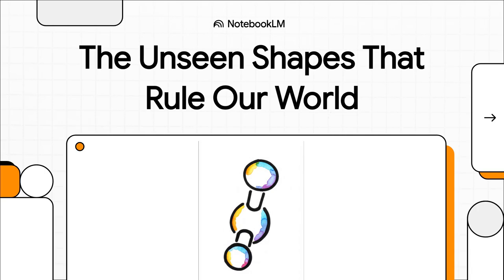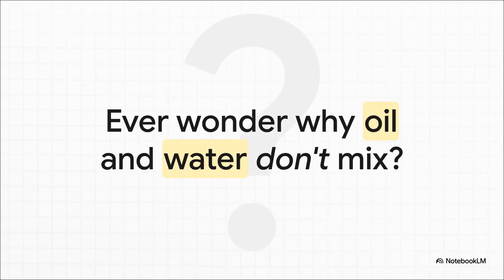Today we're diving into something amazing, the invisible shapes that secretly run our entire world. And we're going to start with a question you've probably had since you were a kid. You've wondered this, right? I mean, you shake up some salad dressing, look away for a few seconds, and bam, they've separated again. Why? What's going on there? What cosmic rule are they following?